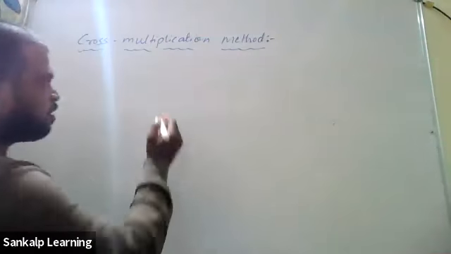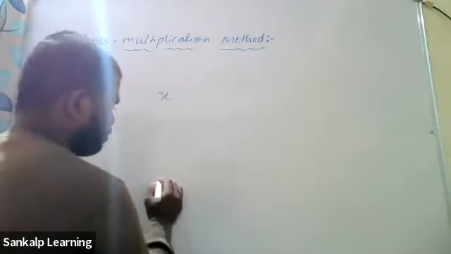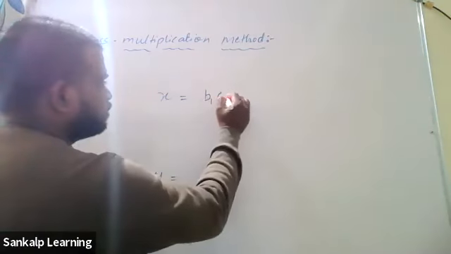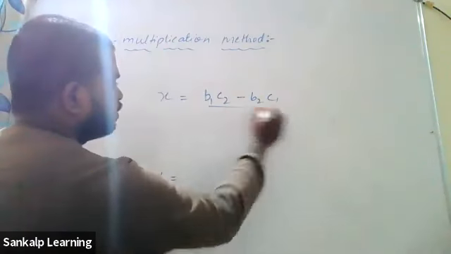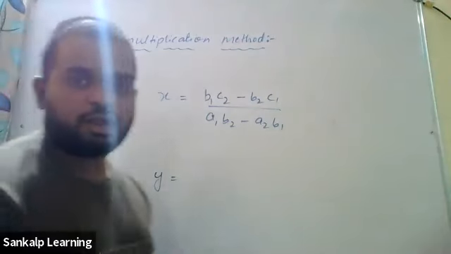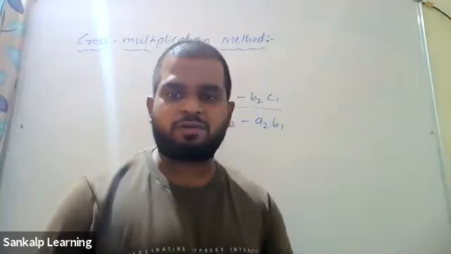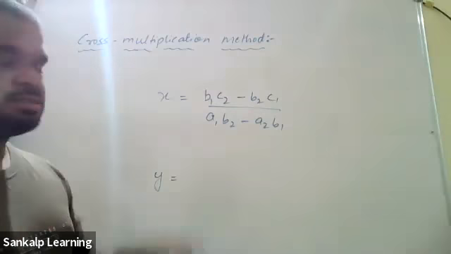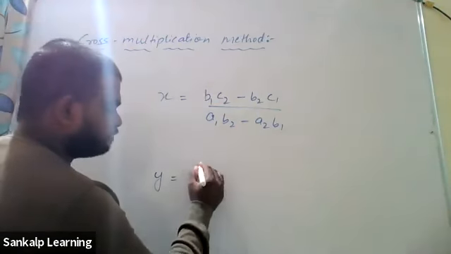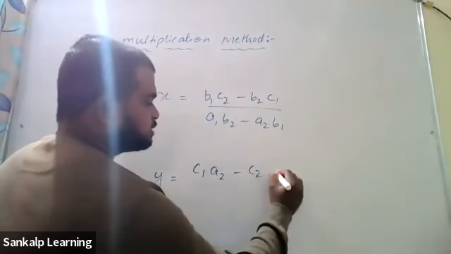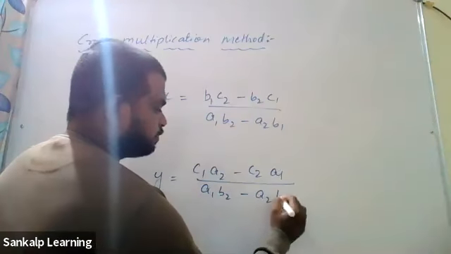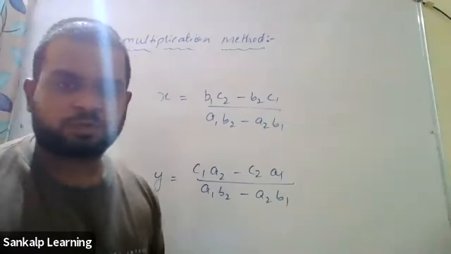There is a formula to find the x value, and there is a formula to find the y value. The formula to find x is B1 C2 minus B2 C1 divided by A1 B2 minus A2 B1. Basically what we are trying to find is x and y. So to find y, it is C1 A2 minus C2 A1 divided by A1 B2 minus A2 B1. This is the formula to find y.